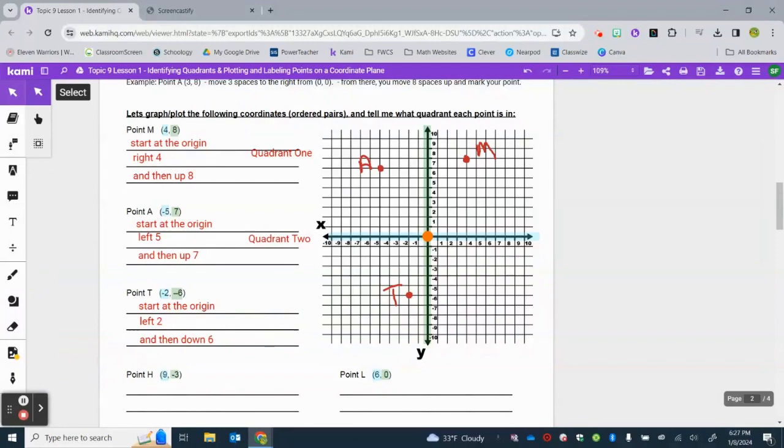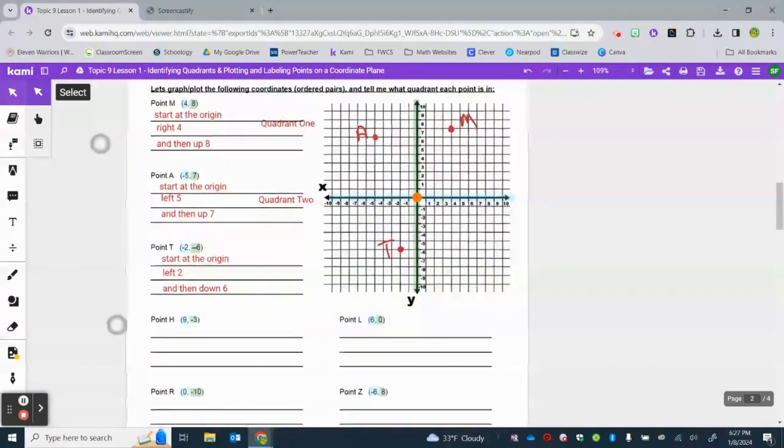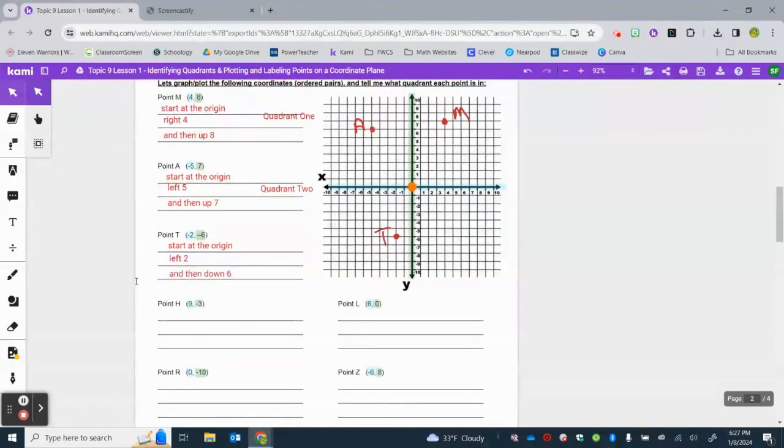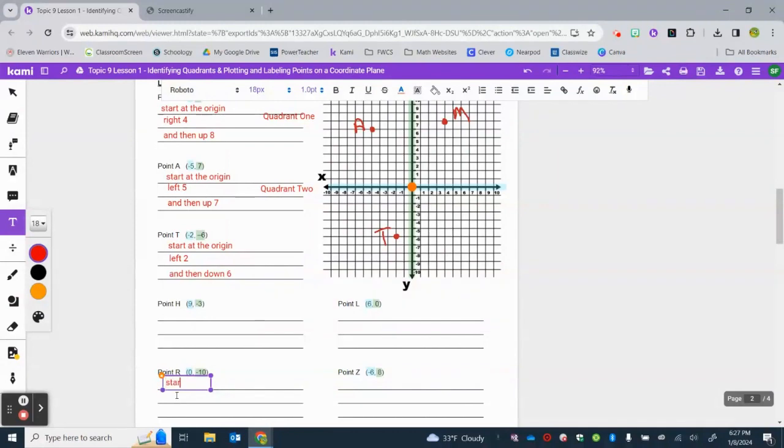All right, I'm going to skip point H because I want to talk about point R and point L. You'll notice that point R and point L have a 0 for one of their coordinates, and 0 when we talk about graphing is going to represent no movement. So let's start with point R. Again, every time I graph, I'm going to start at the origin.